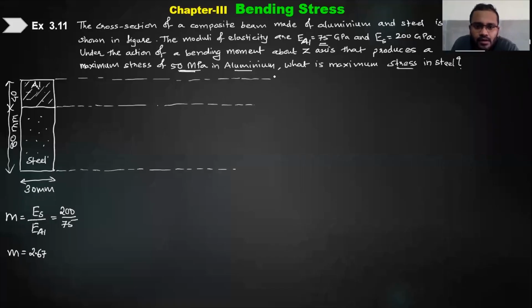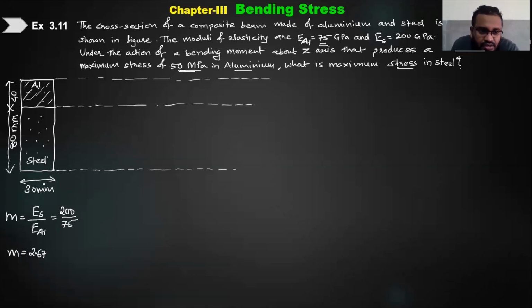Multiply by modular ratio. So we are converting steel, multiply or divide? Multiply. Yes, is it correct? Any other? Yes, correct. Since we are converting steel, we are converting a stronger material to a weaker material, so we have to multiply. So how can we multiply?